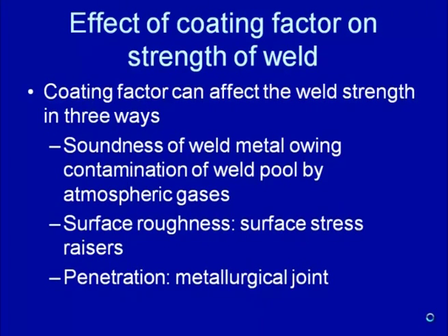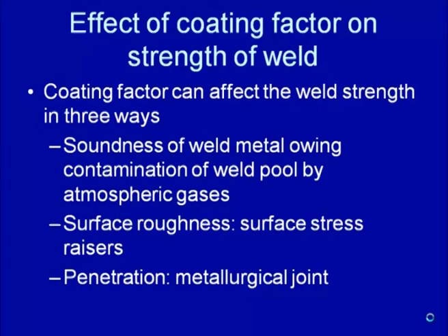We know that the coating factor indicates the ratio of the external diameter of the electrode divided by the core diameter, and it normally ranges from 1.2 to 2. So, when the coating factor is low, say 1.2, this indicates the thickness of the coating is very limited. If it is say 1.5 or 1.6, the thickness of the coating is more, and if the coating factor is 2, then it means the thickness of the coating is too much.